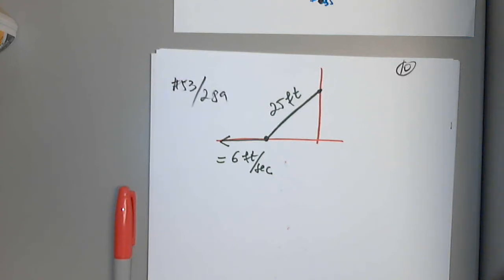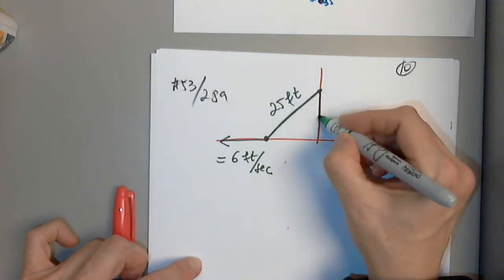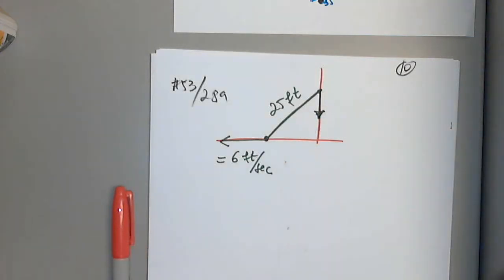How fast is the height of the top changing? So this will slide down. And how fast is the top of the wall, what's the height of the top changing when the lower end is 7 feet from the wall?